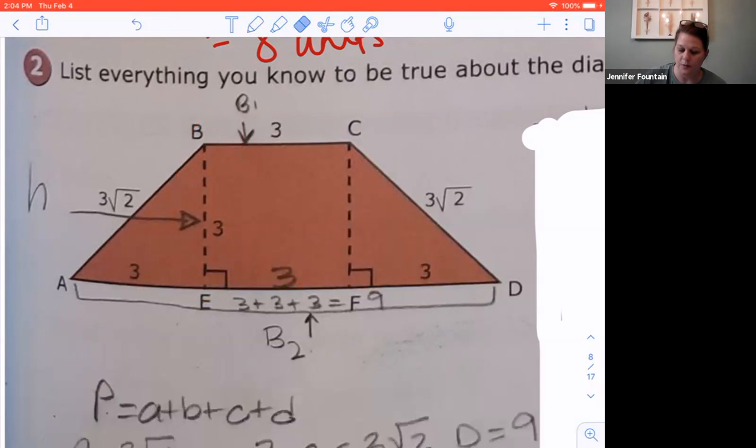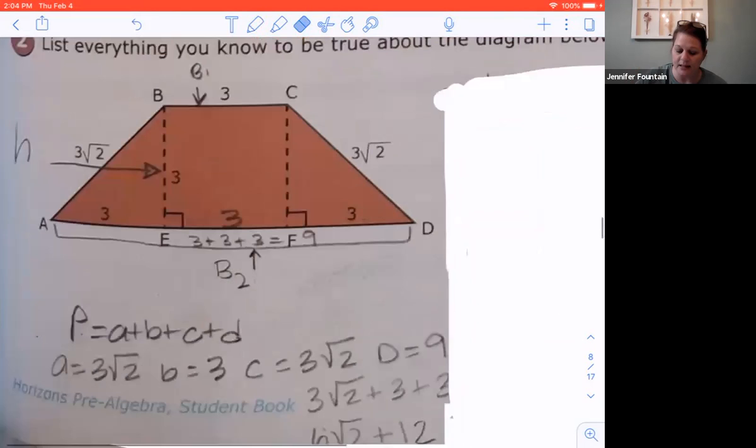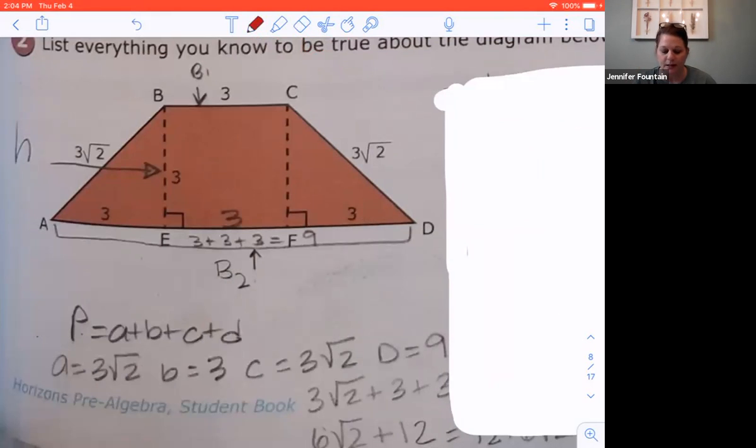Okay. So to find the perimeter, I'm going to have to add A plus B plus C plus D. I went ahead and said, okay, I'll let A be 3 times the square root of 2. I'll let B be 3. C is 3 times the square root of 2, and D is 9. So I'm going to add those together.